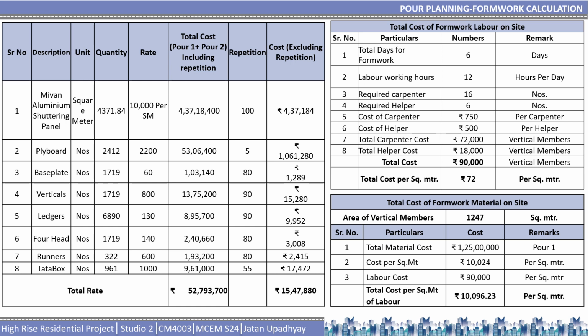So after considering all the parameters, we derive the total cost per square meter for the formwork labor, which is 72 rupees. Also, we calculate the formwork material cost on the site, in which after the summarization of total material cost, cost per square meter, and labor cost, the total cost per square meter is around 10,000.